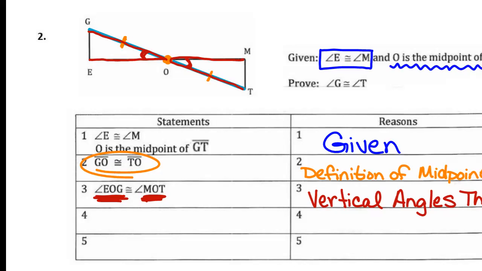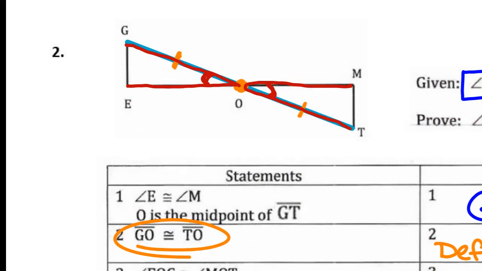Do I have enough marked up on my picture to say these two triangles are congruent? How many corresponding parts do I have that are congruent to each other marked right now? I just have 2. Did I use all my given information to mark up my picture? Did I mark this on my picture? No. Let's go mark that.